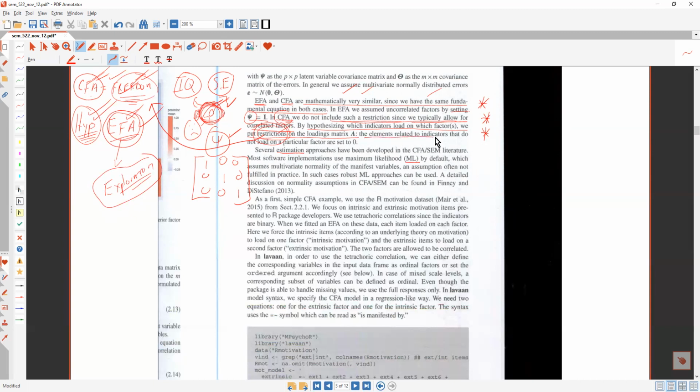The elements related to indicators that do not load on the particular factor are set to 0, and that's an example of setting it to 0 right here. We'll talk about this more. There's a whole bunch of different estimation methods, but maximum likelihood is the default. It is a very popular method, used in a whole bunch of procedures. Again, there's a whole literature on different estimation procedures, and Mayer will talk about a few others, but we'll just go by maximum likelihood for the most part.